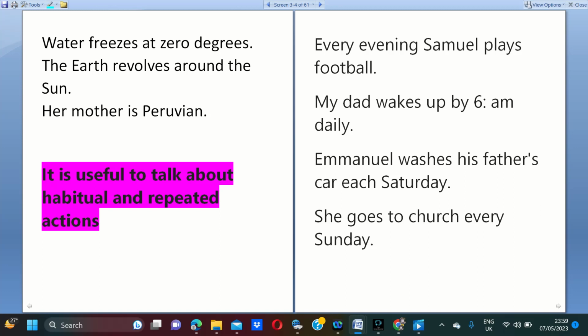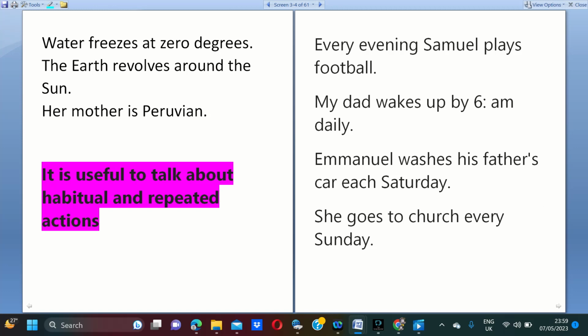Next, under simple present, it is useful to talk about habitual and repeated actions. What are habitual actions? The actions which are related to our habits, the actions we do in our day-to-day lives. Those are called habitual actions.